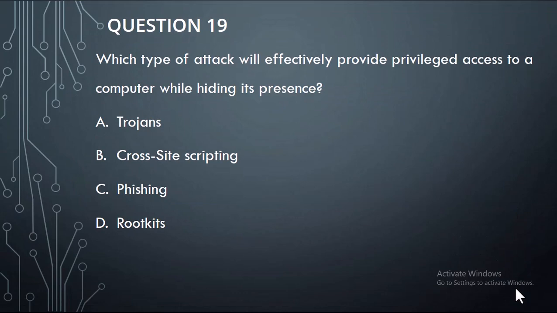Question 19. Which type of attack will effectively provide privileged access to a computer while hiding its presence? Option A. Trojans. Option B. Cross-site scripting. Option C. Phishing. Option D. Rootkits. The correct answer here is option D. Rootkits are types of attacks that hackers launch to provide privileged access into a system while hiding its presence.